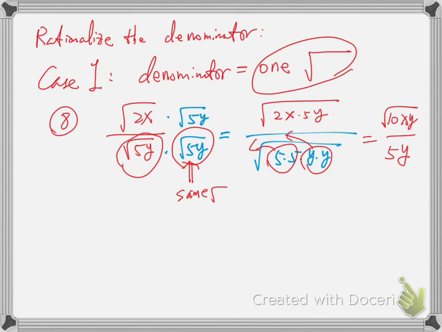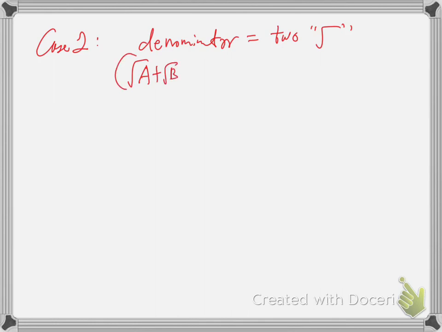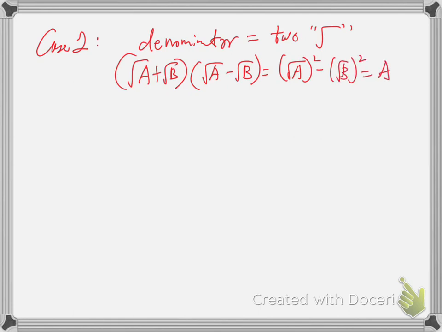Okay, same radical. So now case 2, we have two radicals in the denominator. The denominator is two radicals, two square roots. So now we want to use the conjugate radical. Let me write down the conjugate radical formula: radical a plus radical b times radical a minus radical b. This will be radical a squared minus radical b squared, so this is a minus b.